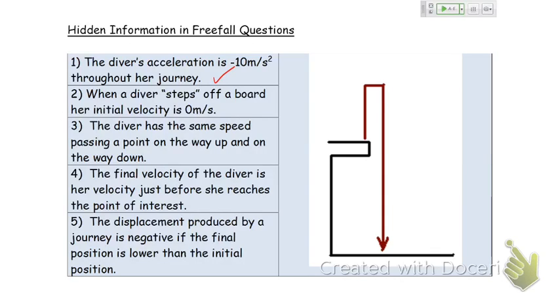I'm probably not even going to tell you to ignore air resistance, because we're in this section of class. You know to ignore air resistance unless I tell you not to. Our default is that you ignore air resistance.